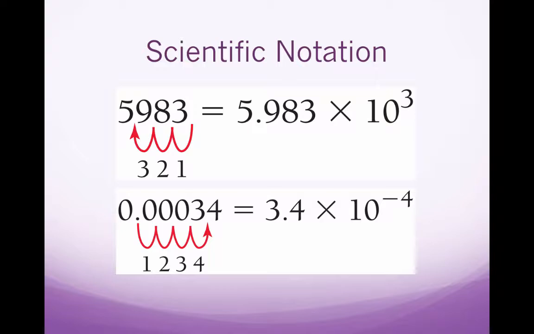The bottom example, we have 0.00034. And in scientific notation, that's 3.4 times 10 to the negative fourth. In order to get that coefficient of 3.4, we had to move the decimal to the right 4 times. So that's how we get the power of 10 to the negative 4. So if we go to the left, we have a positive power of 10. If we go to the right, we have a negative power of 10.